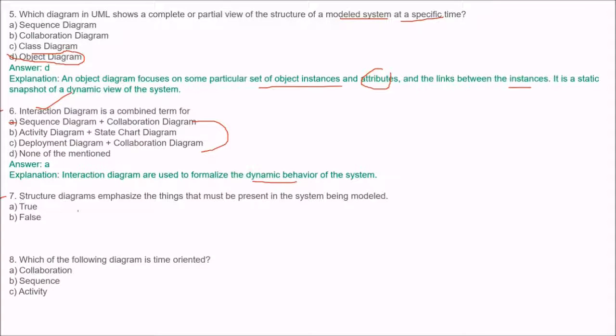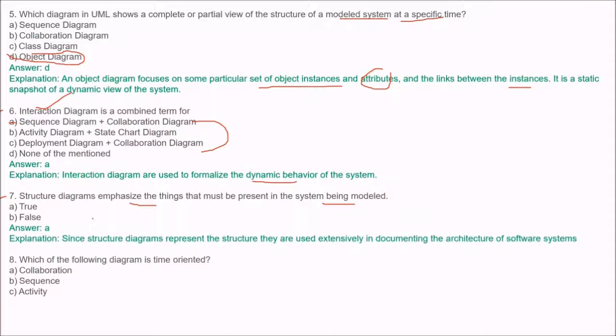Next is, structure diagrams emphasize the things that must be present in the system being modeled. Is it true or false? The answer is true because structure diagrams represent the structure. They are used extensively in documenting the architecture of the software system.